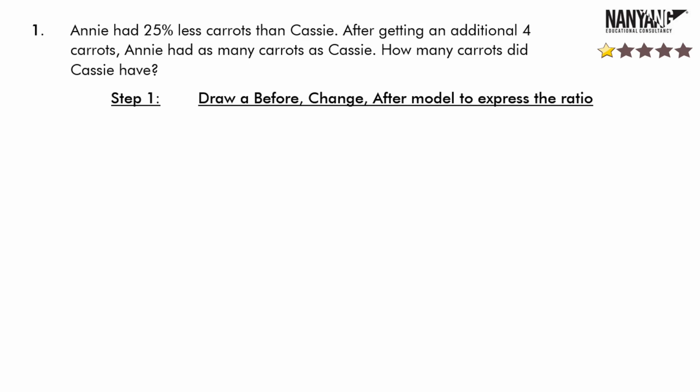So our first step is to draw a before change after model to express their ratio. We write down Annie is to Cassie, and since Annie has 25% less than Cassie, Annie would have 75% and Cassie 100%. Simplifying that, we'll get 3:4, which is our ratio before. Now our change will be Annie gains 4 carrots, and after that, their ratio will be 1:1.